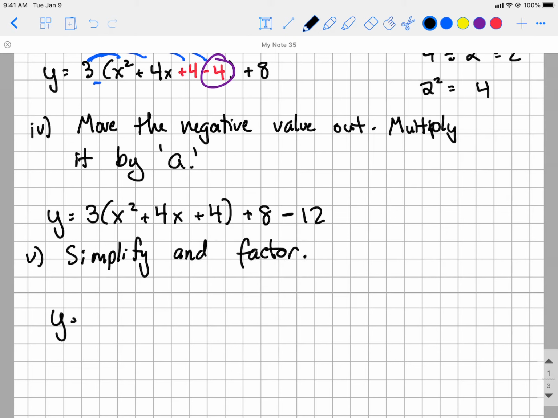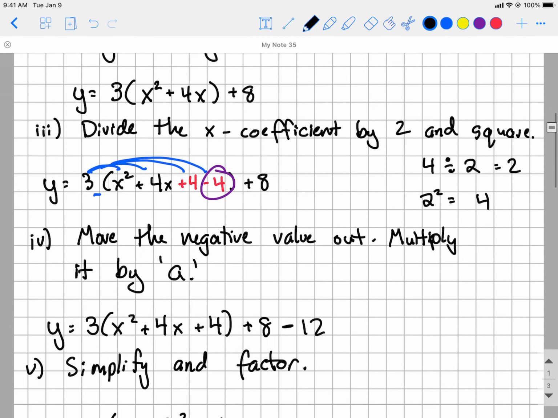So we've got y equals 3. And so remember, the factoring of the brackets, it's always just going to be half of your x coefficient. So x squared plus 4x plus 4 just becomes x plus 2 squared. And then 8 minus 12 gives us negative 4. And there we are. We've made it through. This is now in vertex form.